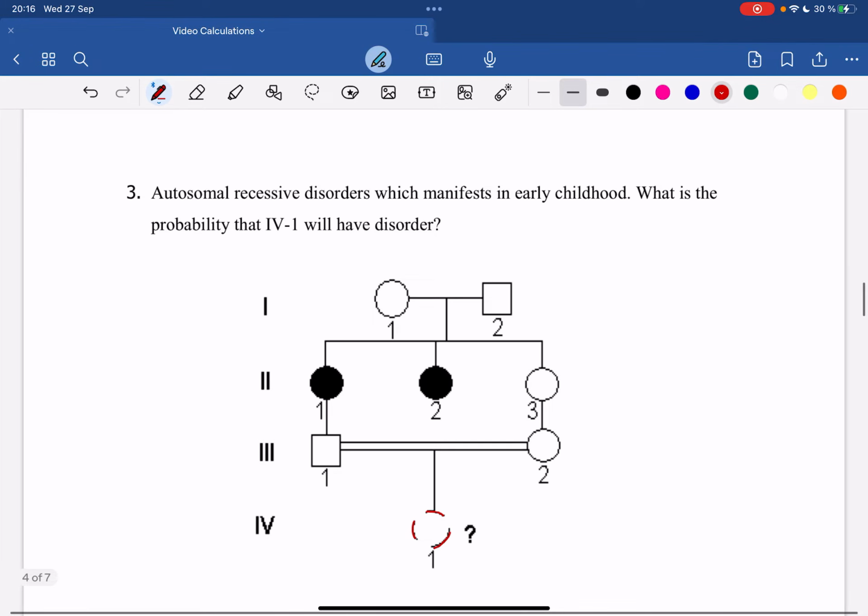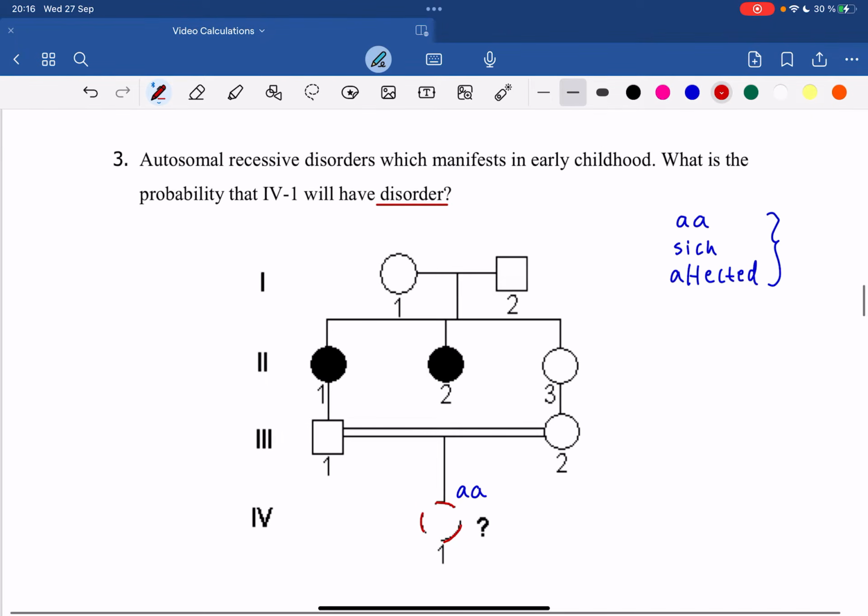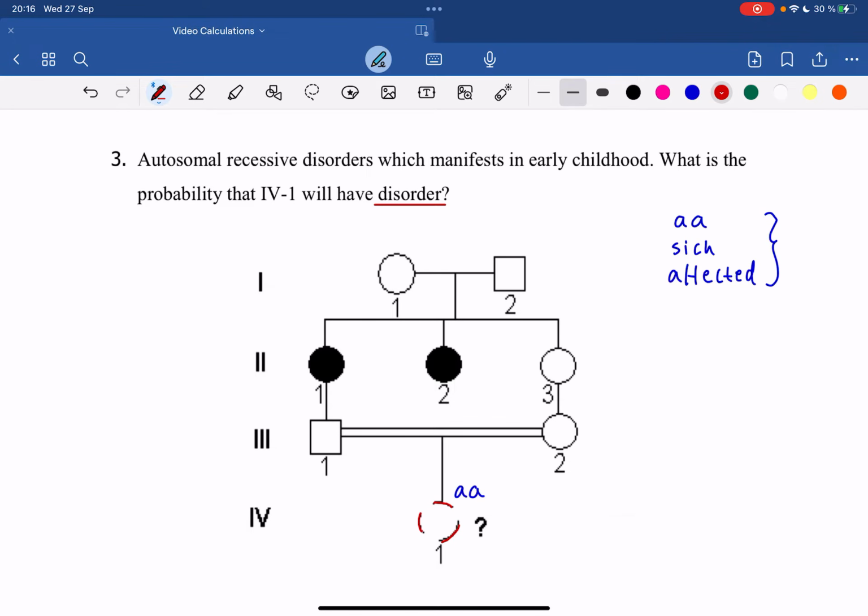So we're looking at the probability that this person will have the disorder. What does that mean? That means that they will have this phenotype, they will be sick, or they will be affected. All of it is synonymous, okay? So we're looking at the probability of this person being affected or having this disorder or sickness. Okay, so let's look at these two parents of this child.